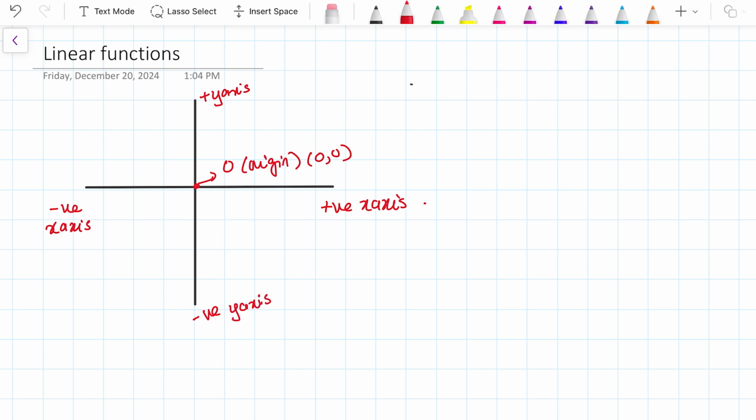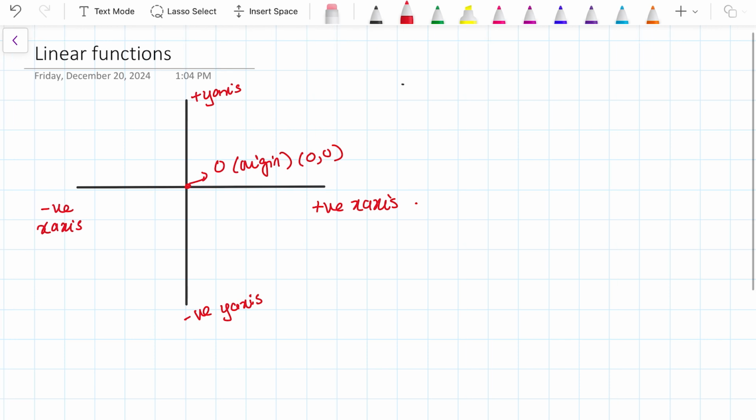Now, we learned how to plot the coordinates on the graph. For example, if you have 1, comma 2, that is one box to the right and two boxes up. So, this is 1, comma 2.